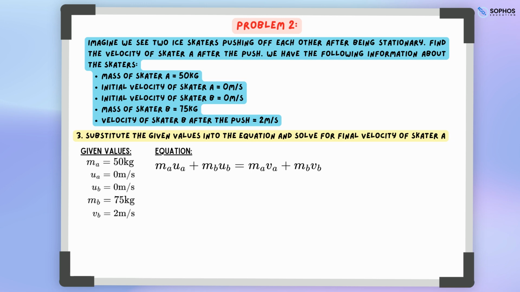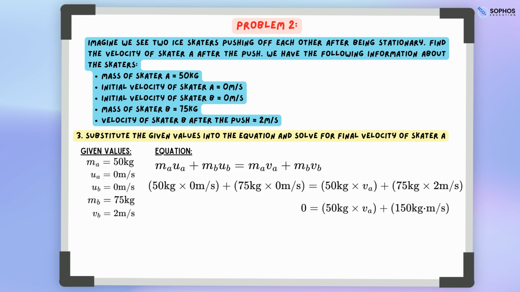Step 3 is to substitute the given values into the equation and solve for the final velocity of skater A. Inputting the given values, we get the following. Now we can simplify this. We can see that the left-hand side of the equation simplifies to 0, and the right-hand side simplifies to 50 kilograms times the final velocity of A plus 150 kilogram meters per second. By subtracting 150 kilogram meters per second from both sides, we get this.